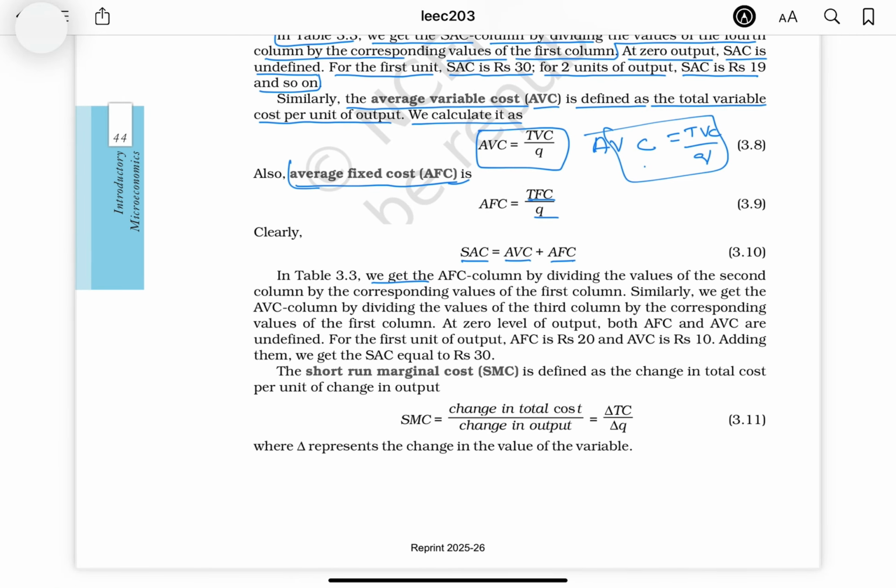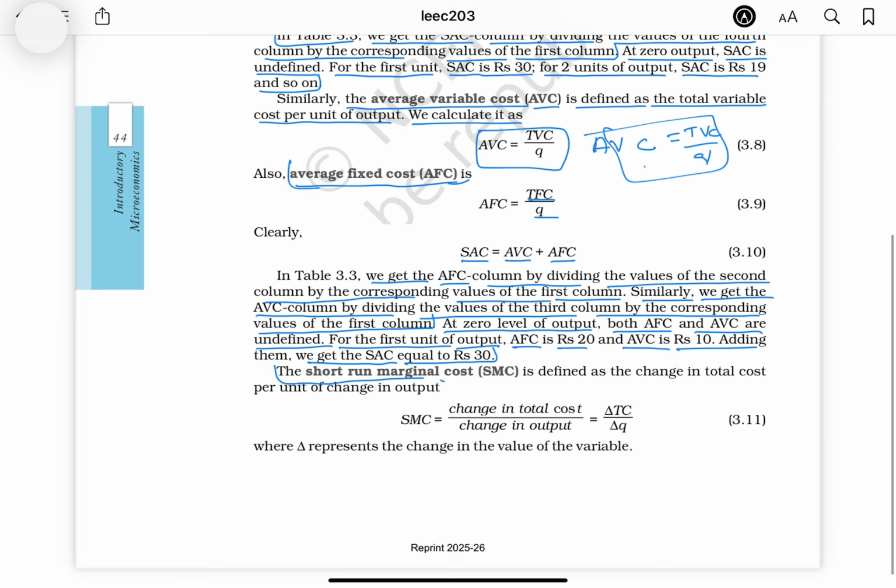In table 3.3, we get the AFC column by dividing the values of the second column by the corresponding values of the first column. Similarly, we get the AVC column by dividing the values of the third column by the corresponding values of the first column. At zero level of output, both AFC and AVC are undefined. For the first unit of output, AFC is rupees 20 and AVC is rupees 10. Adding them, we get the SAC equal to rupees 30.